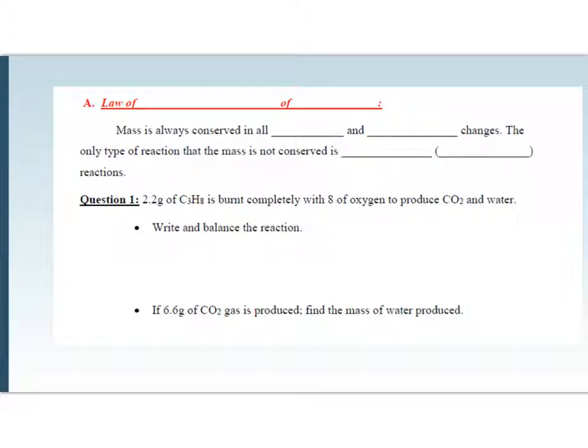Okay, let's start by telling what is the first law of chemistry. The first law of chemistry is law of conservation of mass. So, what does this law tell us? Mass is always conserved in all chemical and physical changes. Carbon can be burned, it can change into carbon dioxide, or you have some amount of ice and it can melt and turn into liquid.